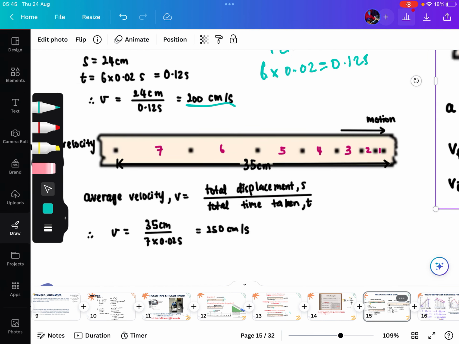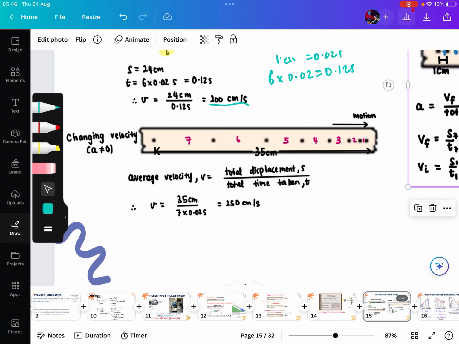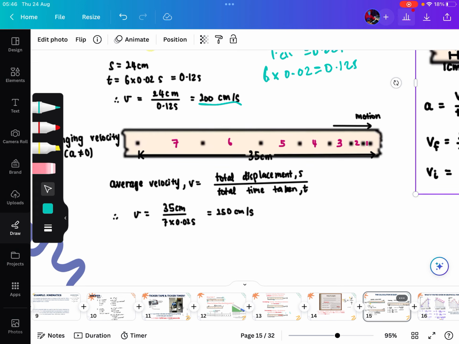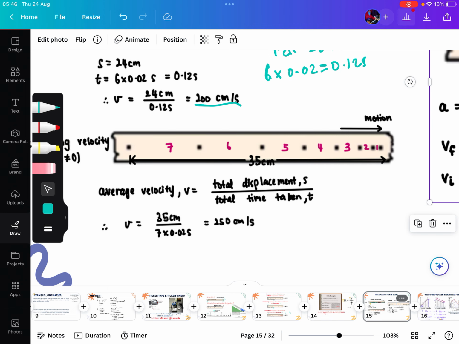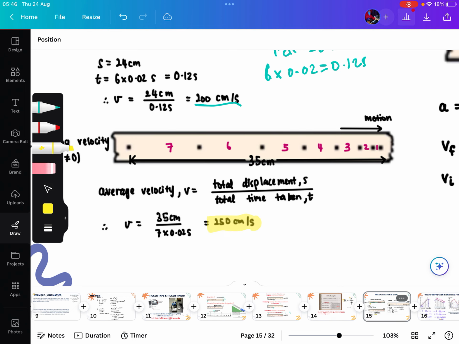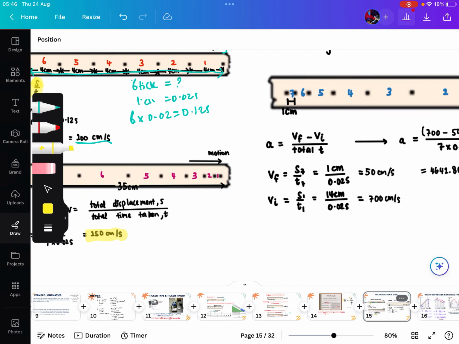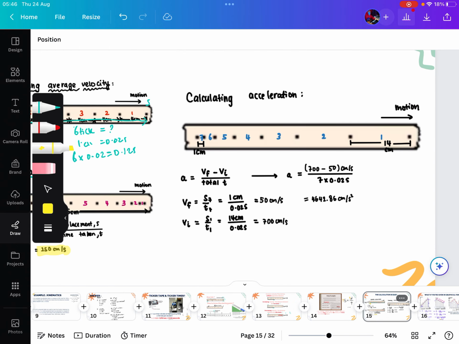Similarly, even though it is a changing velocity with acceleration not 0, the application is similar. The total displacement, which is 35, you divide by the total time, which is 7 ticks. You convert 7 ticks into seconds first, so 7 times 0.02 second. When you divide them, you will get this answer. Alright? So what about calculating the acceleration?